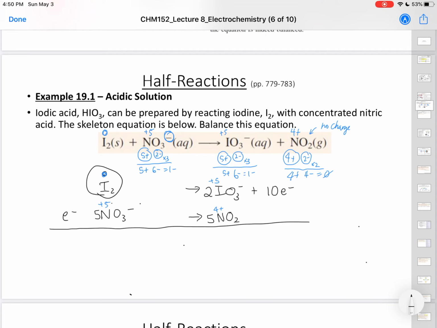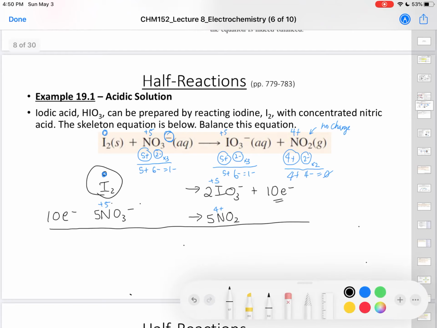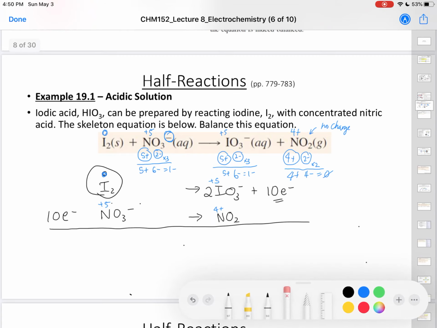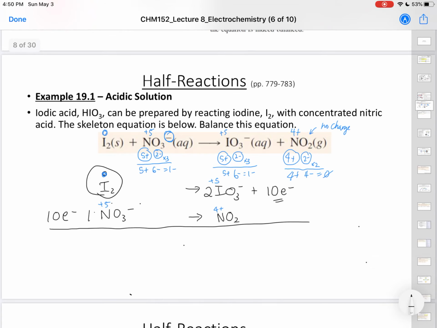5 plus 1 is 4. But now because there are 10 electrons on this side, we have to have 10 electrons here. So we need to multiply by 10. 5 becomes 10 and 10. I apologize. Okay. Then these cancel out. Okay, and we're going to bring everything down again and recount.